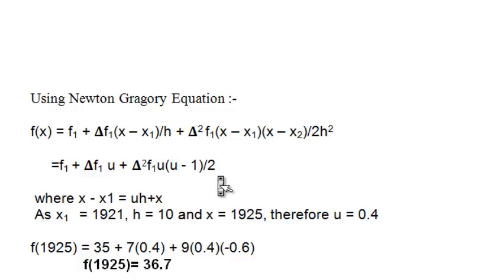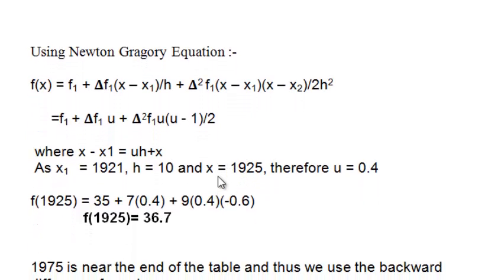First we need to find f(1925). So we take x1 = 1921. We know that h = 10, so we get u = 0.4. We simply substitute u = 0.4 in the Newton-Gregory formula, and we get f(1925) = 36.7.